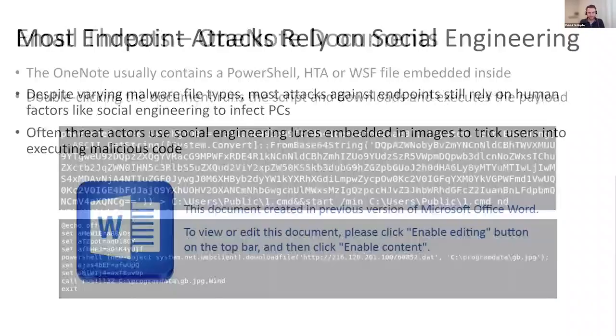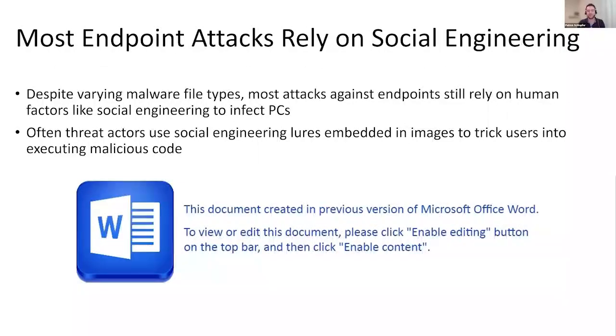So we have seen all kinds of different file types being used and all kinds of different techniques. But one thing that always is in common is the human interaction part. So there's always the social engineering part. And threat actors always try to embed social engineering images to actually trick the user into doing something specific, like activating the macros or downloading a file and decrypting the file and so on.